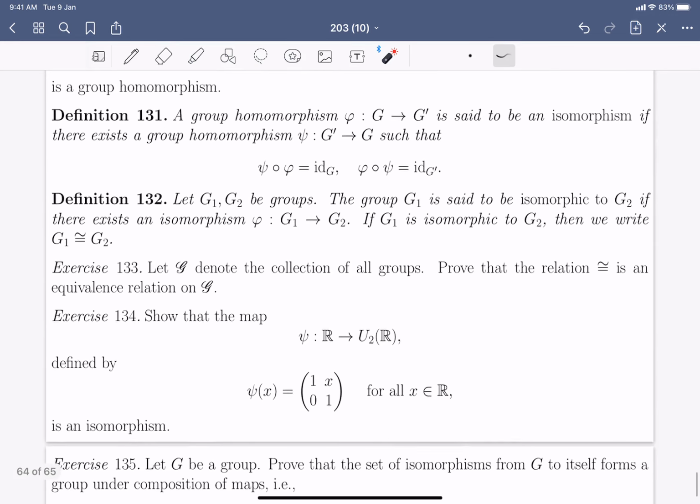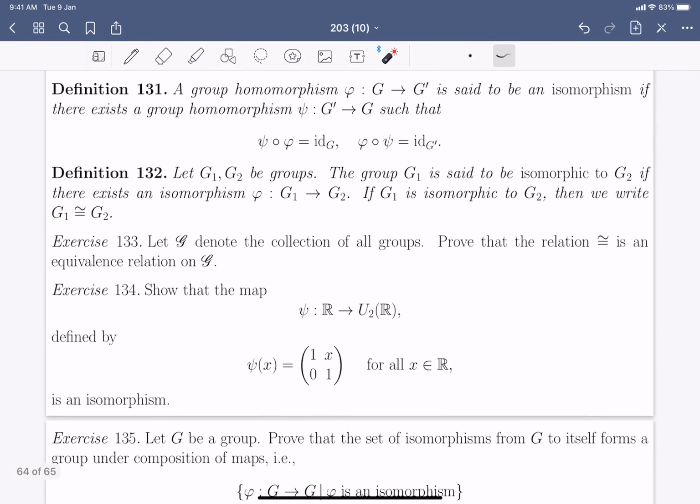Okay, great. And here is another notion. If we have two groups G1 and G2, then G1 is said to be isomorphic to G2 if there exists an isomorphism phi from G1 to G2.